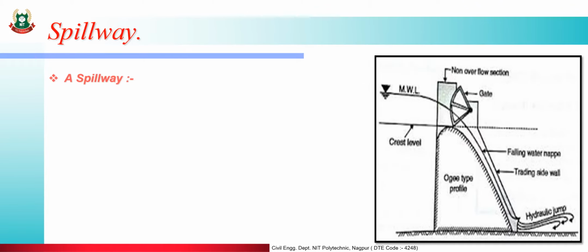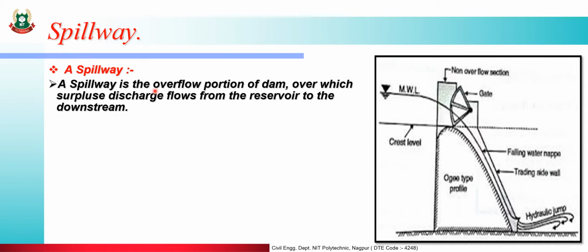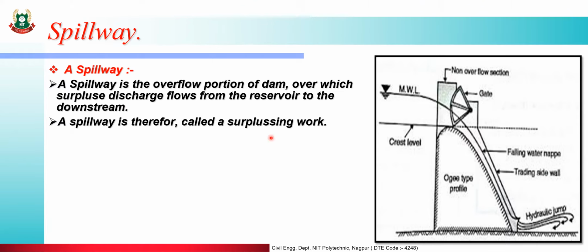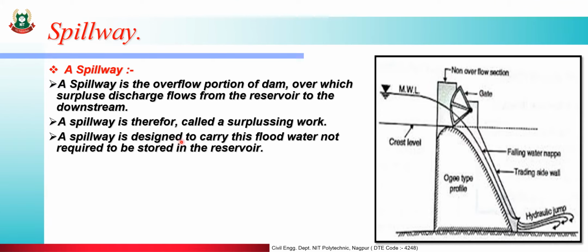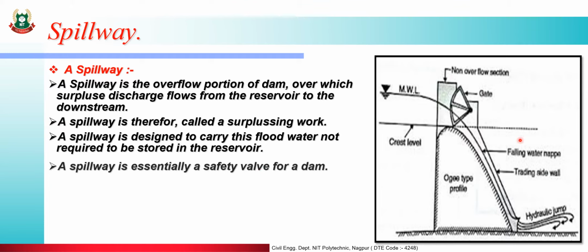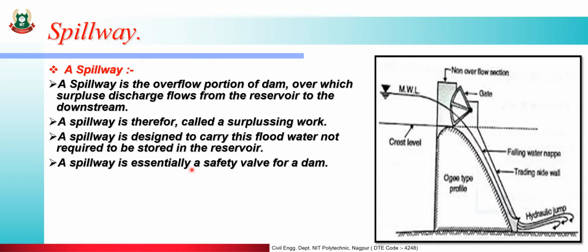Now, what is a spillway? A spillway is the overflow portion of a dam over which surplus discharge flows from the reservoir to the downstream. A spillway is therefore called a surplusing work. A spillway is designed to carry the flood water not required to be stored in the reservoir. A spillway is essentially a safety valve for a dam.